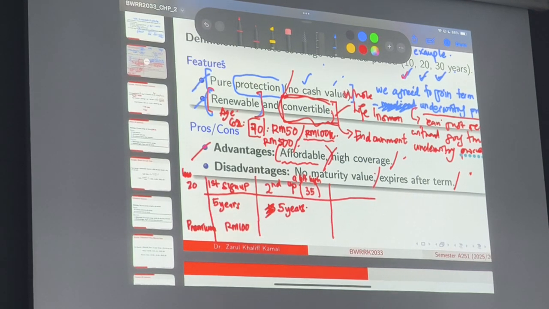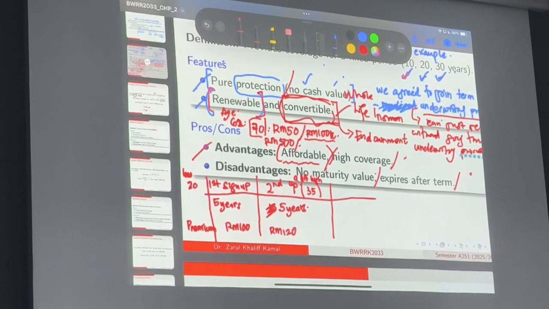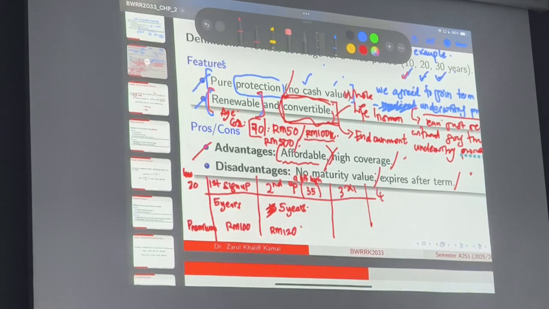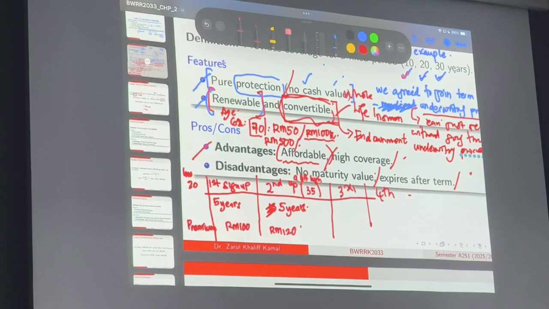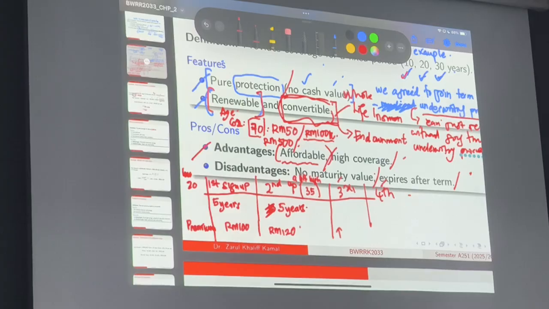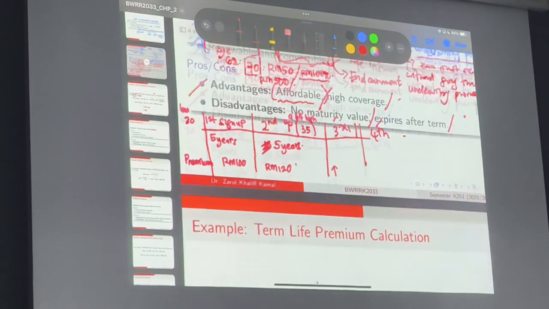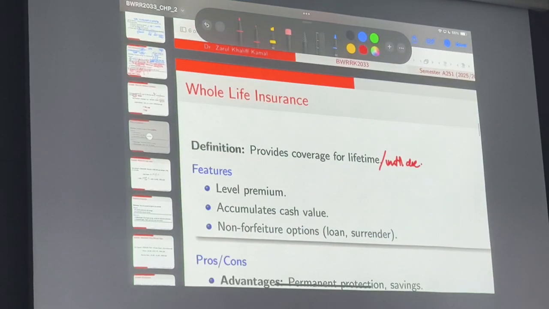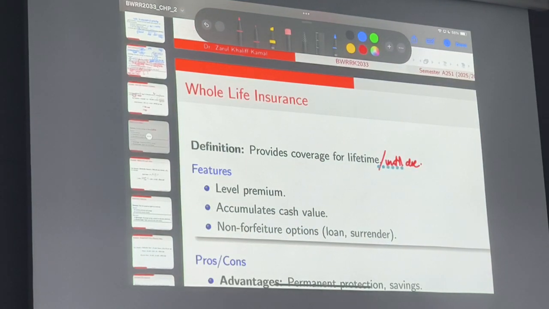So same as the premium kat sini akan meningkat. For example ni RM120. Okay, same as the third sign up, fourth sign up. So premium akan naik. Kenapa premium naik? Sebab mortality rate naik. Okay, mortality rate increases, premium also will be increased. Okay, compared to whole life, we have level premium.